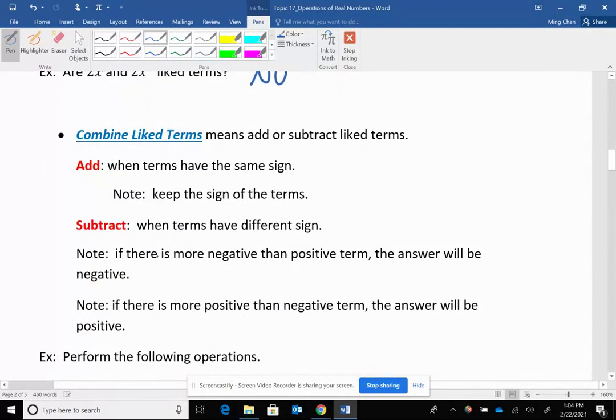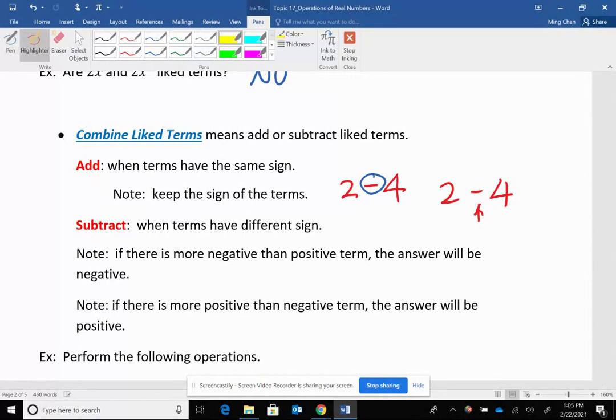Okay, here is where it gets weird. The question says 2 subtract 4. Do I subtract these two numbers because it tells me to subtract, or do I subtract these two numbers because these two terms have different signs? Go with the second one. We subtract because the two terms have different signs. You never go by what it says right here in the middle. We simply use the subtraction sign to separate the two terms.